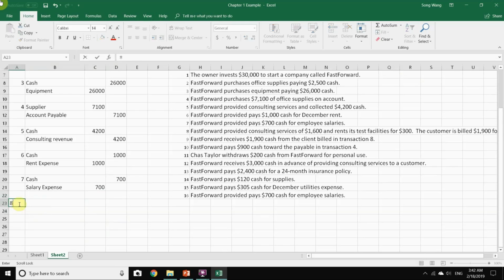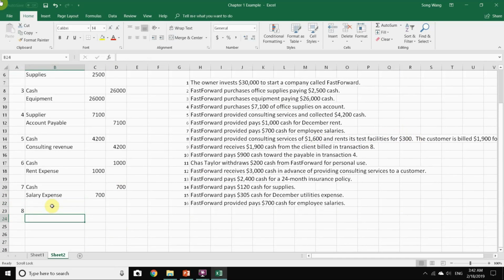And now I can basically go on my own now. So number 8, the company provide consulting service for 1,600 and the rented facilities for 300. So there's a revenue being earned here. So you have a consulting revenue. Well, if I'm lazy, it's okay. I just use it. Just make this equal to consulting revenue. Okay, and the consulting revenue got an increase by 1,600, so that's a credit.